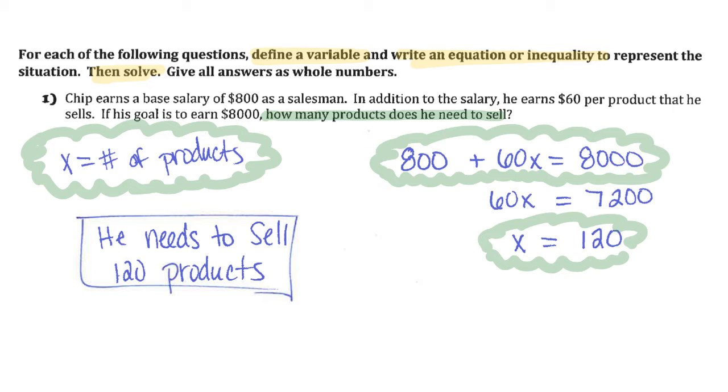Now, since it is an equation, we can keep that 120. We don't have to worry about any fancy rounding. So for the final answer, we're using some words to describe what that 120 means. It's 120 products.